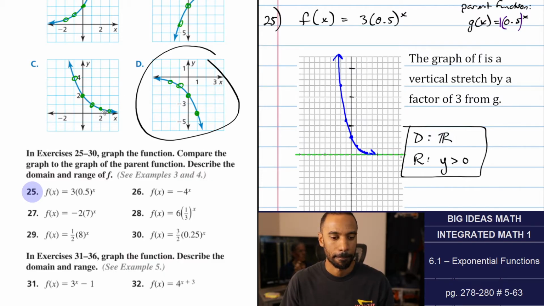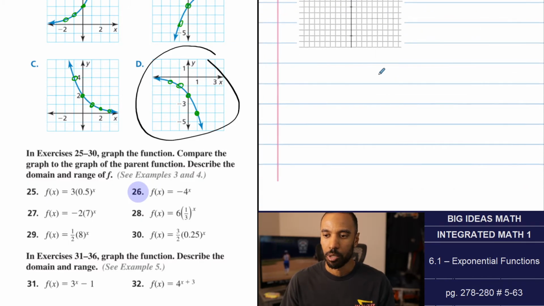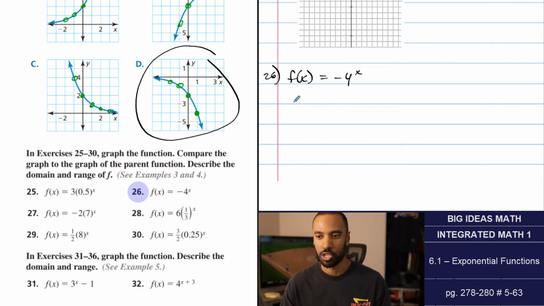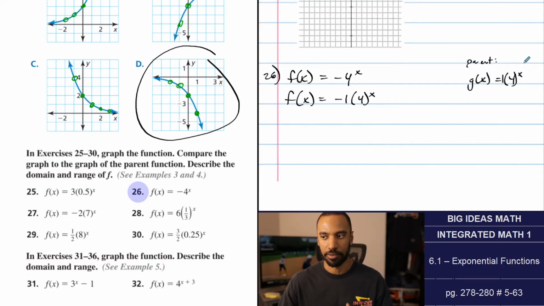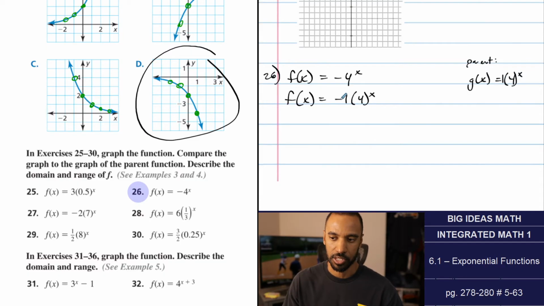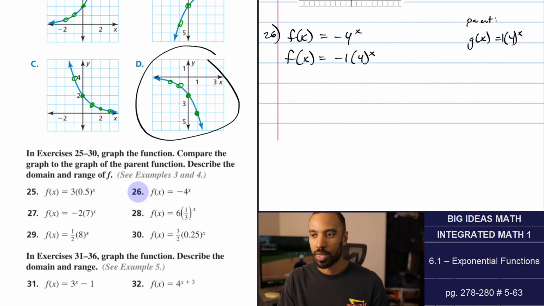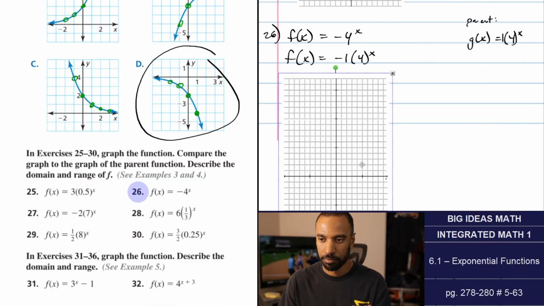Number 26. F of x equals -4 to the x power. Now don't be fooled into thinking that this is not an exponential function. It very much is. It might help for us to identify what this is in terms of a, b to the x form. This is f of x equals -1 times 4 to the x power, where when you compare it to your parent function g of x, that's going to be 4 to the x power, or 1 times 4 to the x power, right? That's the difference. That's always a positive one. In this case, it's a -1. 4 is that value.